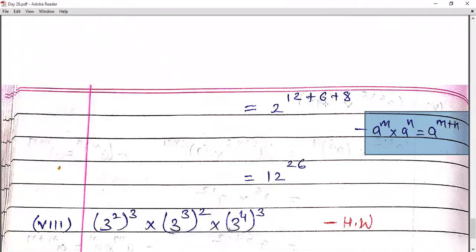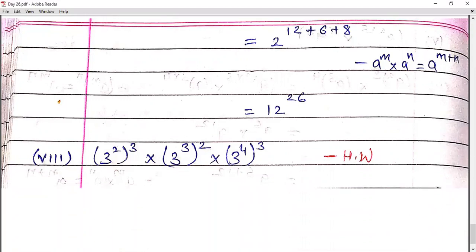So 12 plus 6 will give you 18. 18 plus 8 will give you 26. So your answer will become 2 raised to 26. Kindly see that it is written by mistake 12 raised to 26. The answer will be 2 raised to 26.